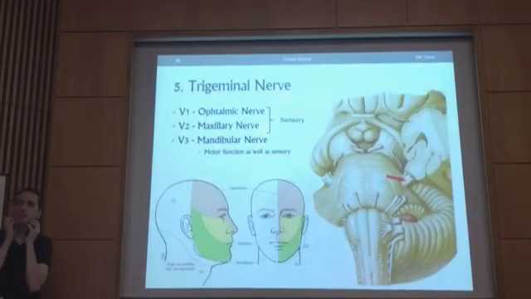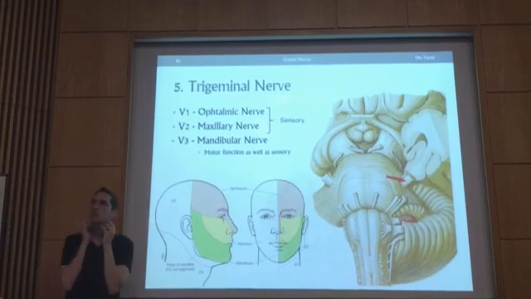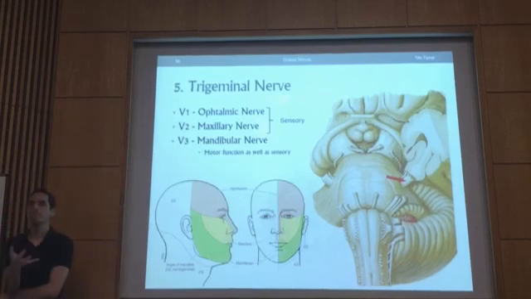Okay? So the motor function of the mandibular nerve is in moving the chewing muscles, the muscles we use to chew food. Okay? Is that clear?